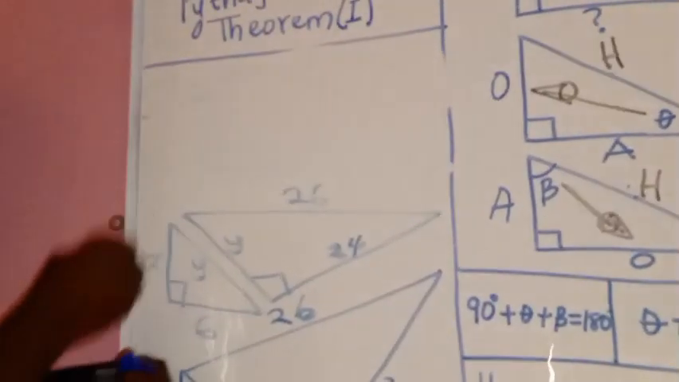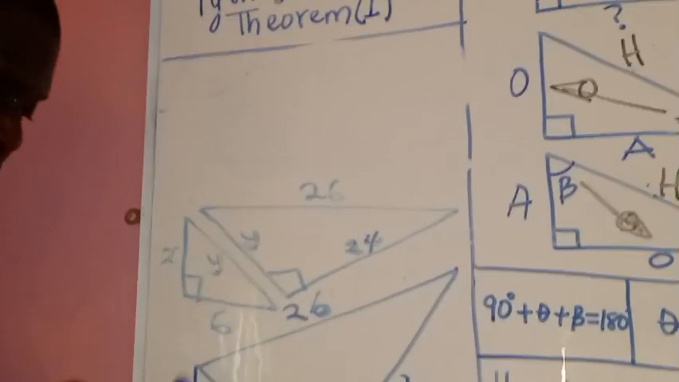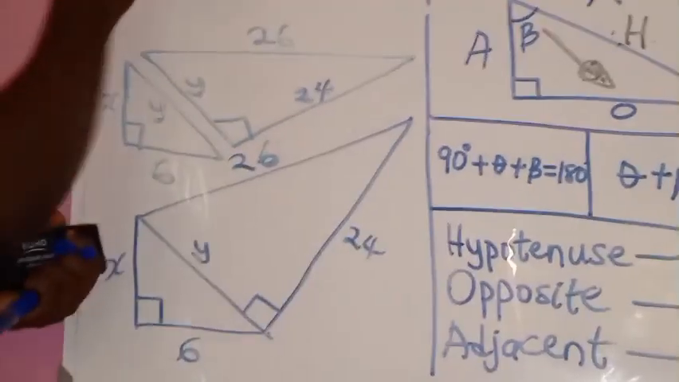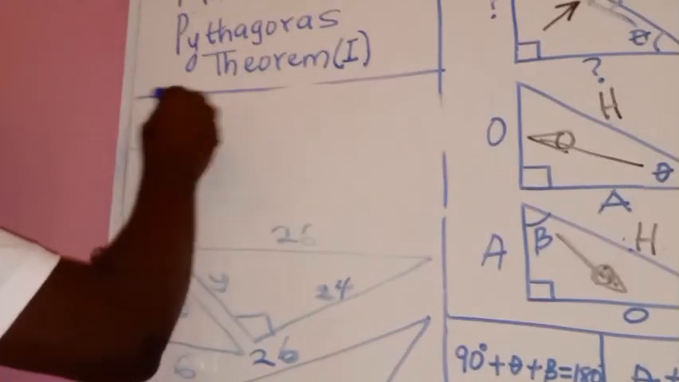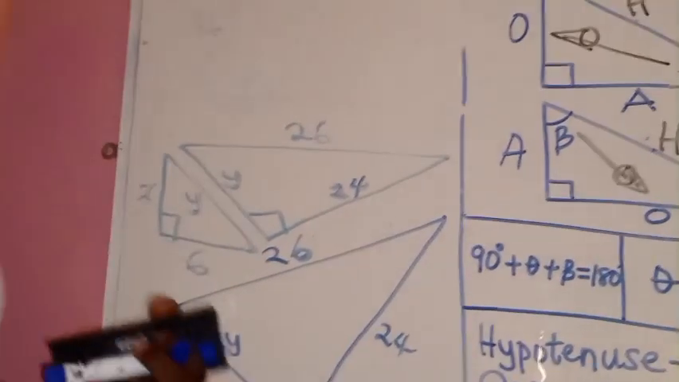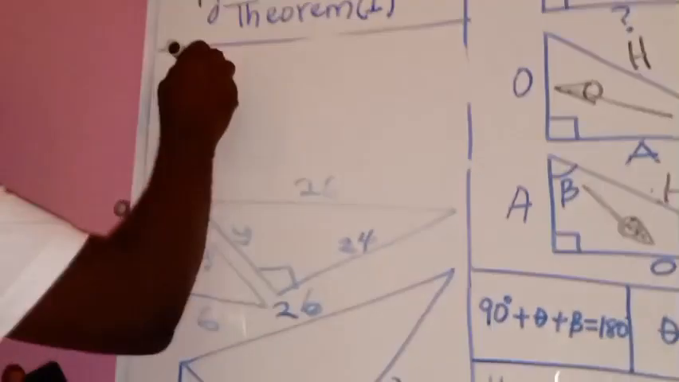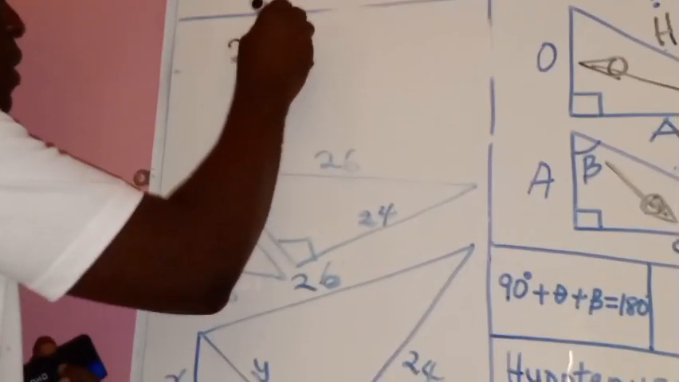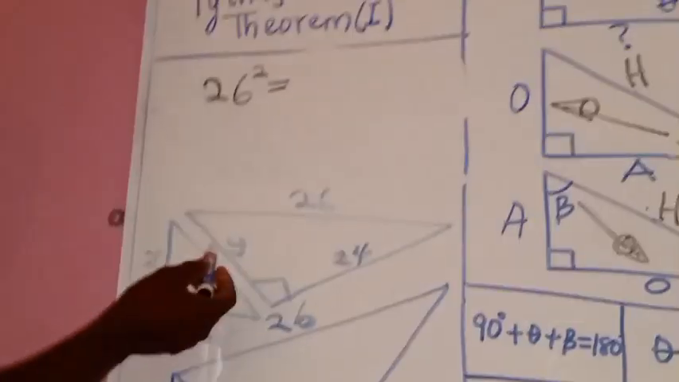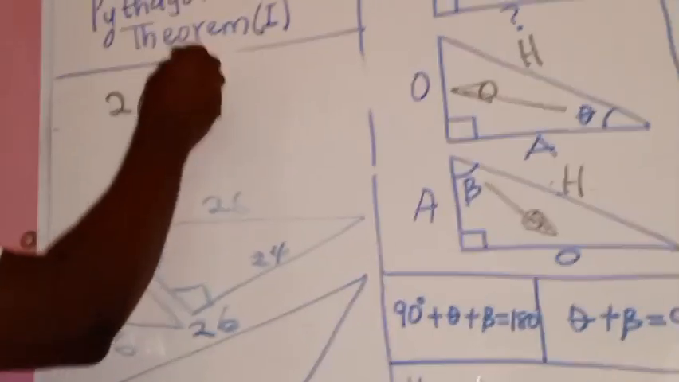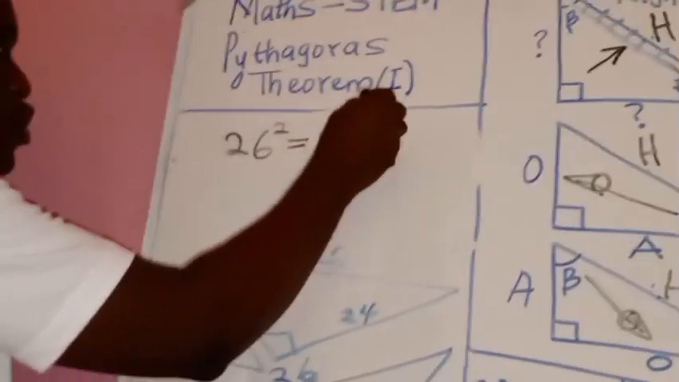So, you have 26 squared equals the other two sides, one is either opposite or adjacent. So, y squared plus 24 squared. Okay?